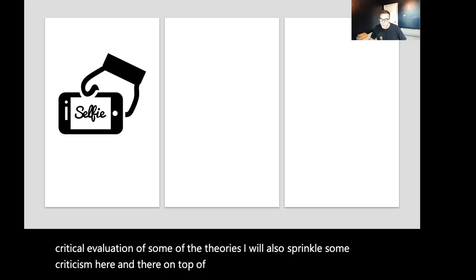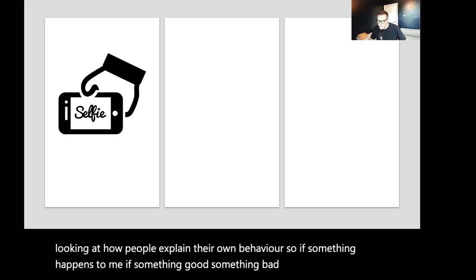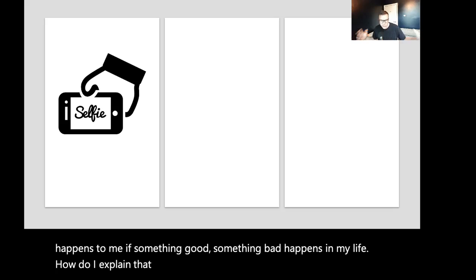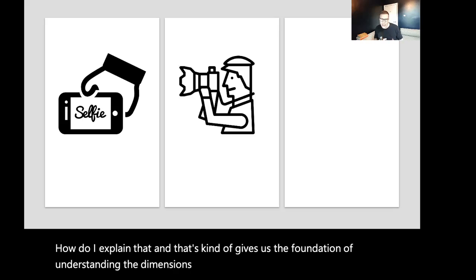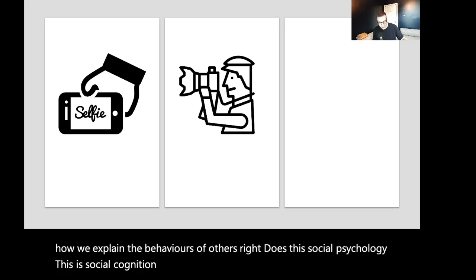So we will start with looking at how people explain their own behavior. If something good or something bad happens in my life, how do I explain that? That gives us the foundation for understanding the dimensions of explanations. Then we can look at how we explain the behaviors of others. This is social psychology, this is social cognition. We are mainly interested in understanding how we explain the behaviors of others.